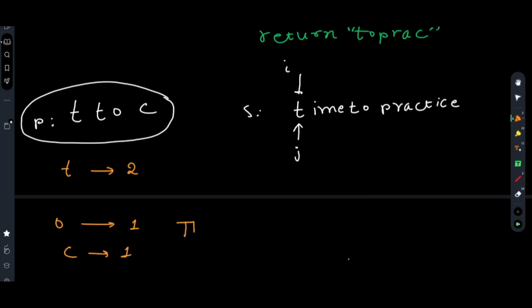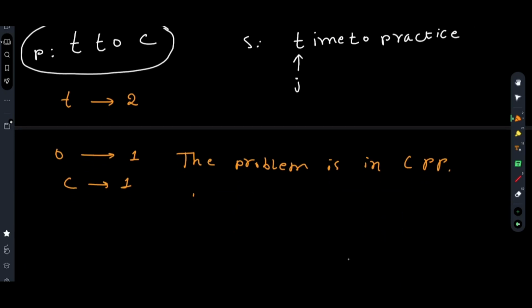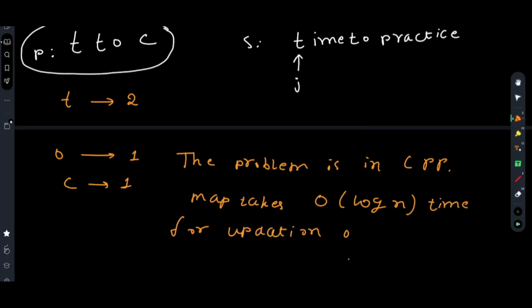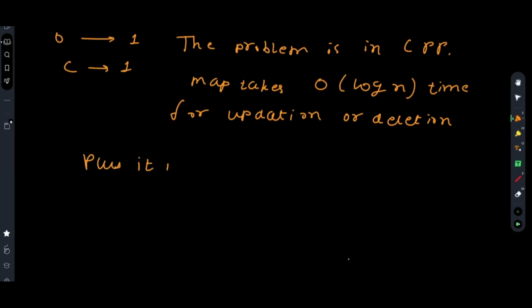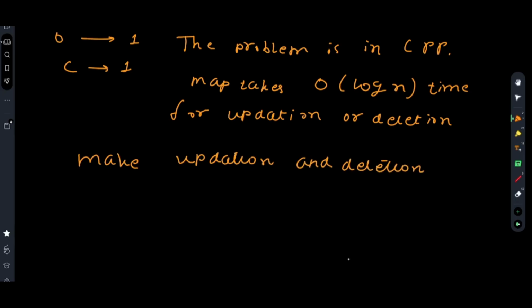But there will be a problem. The problem is, in C++, if it were Java, it would be done in O(1) time. But in C++, a map takes O(log n) time for updation or deletion, plus it is an extra overhead. You have to keep the map, so you have to make updation and deletion of 1.